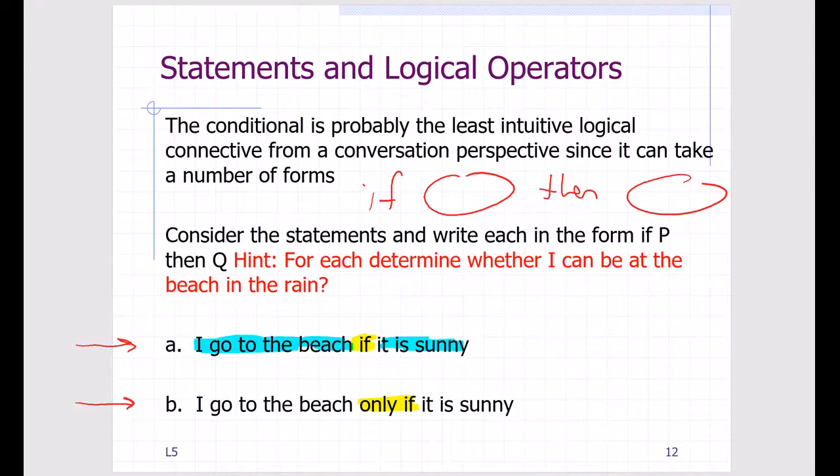And the same thing in the second question. I go to the beach. So the same two simple statements, it is sunny, but in this first case, I go to the beach if it is sunny. That means I go to the beach on every sunny day, but that doesn't mean I can't go to the beach on days where it's not sunny. So, hint, for each determine whether I could be at the beach in the rain. Well, yeah, here I can be at the beach in the rain. I go every sunny day, but I could also go other days.